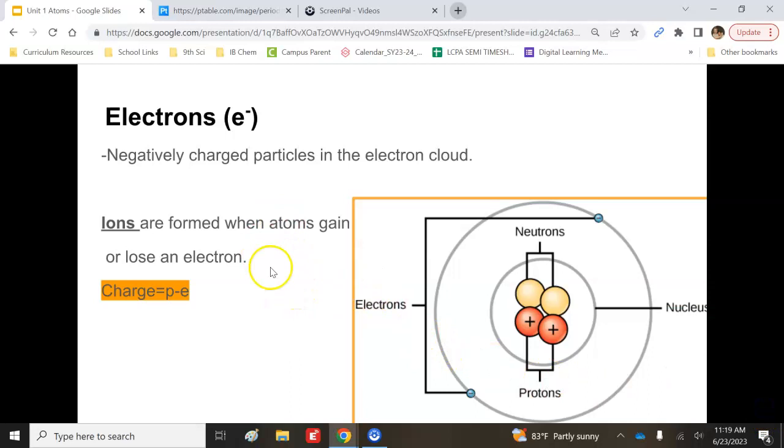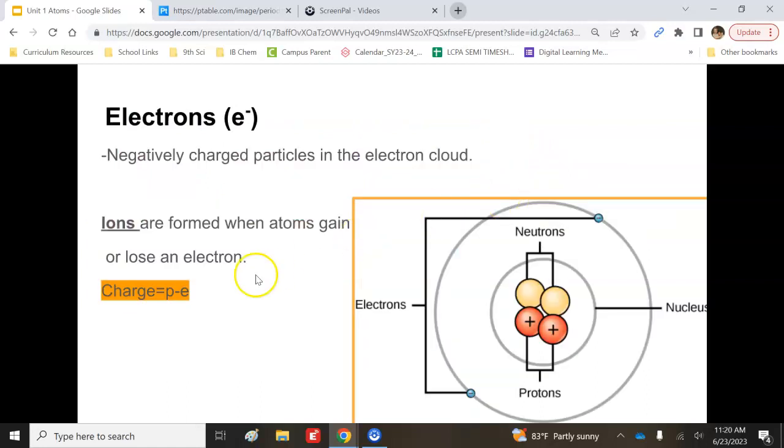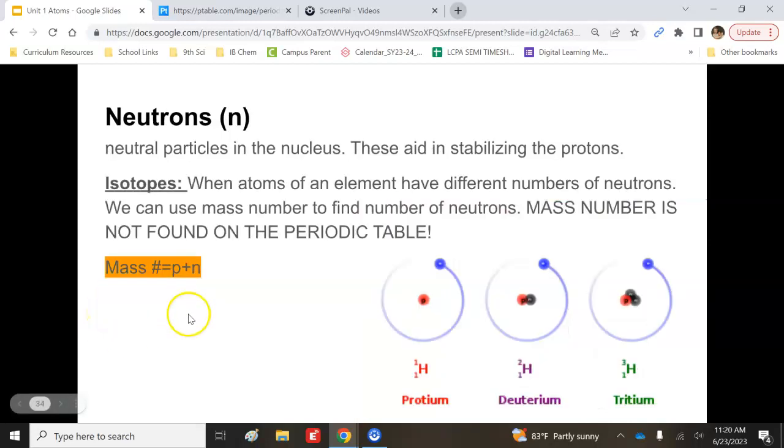electrons. Ions are formed when atoms gain or lose an electron, and we can use this simple equation here to find out either how many electrons we have or what the charge is. We always know how many protons there are, again, because we look at the periodic table. This top number, which we'll get to in a minute, tells us the number of protons. So if I have a +1 charge, that means that I have less electrons than I have protons. If I have a -1 charge, that means I have more electrons than protons.